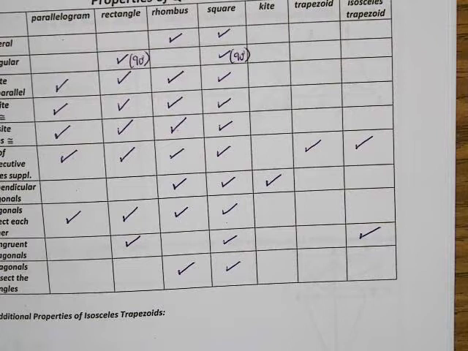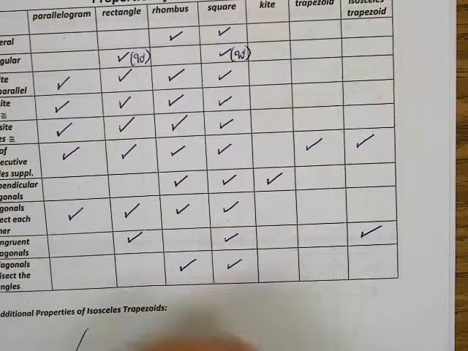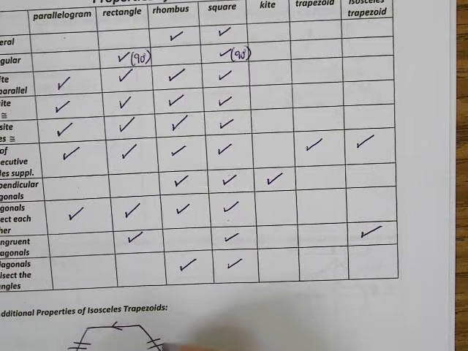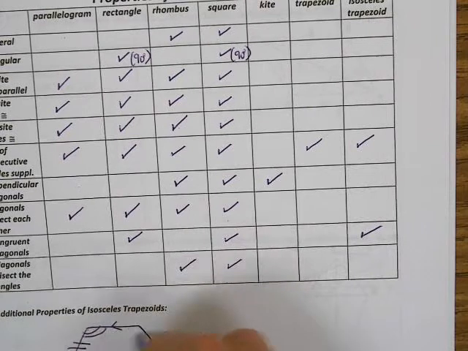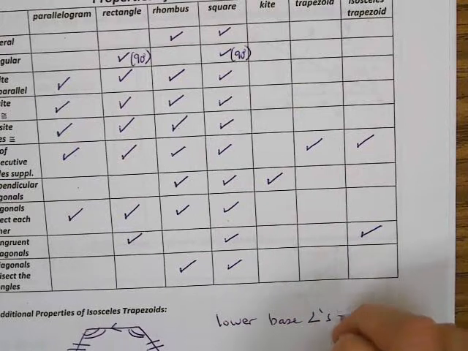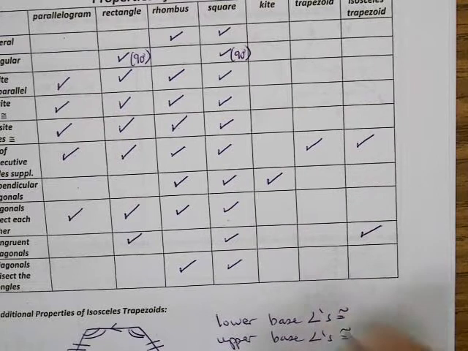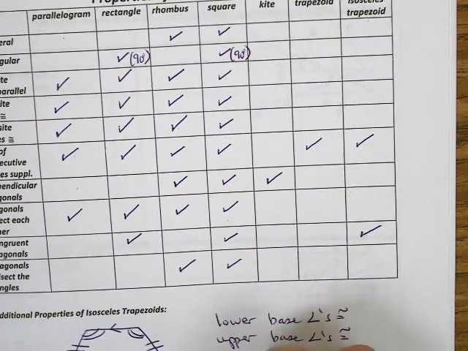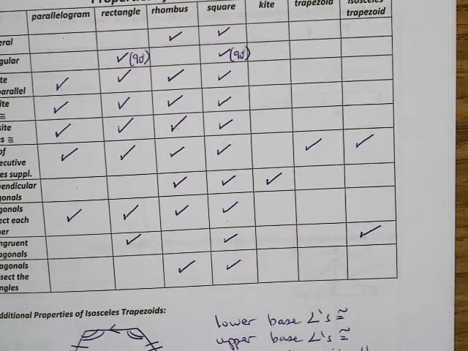All right, now there are some properties we didn't list that are unique to these last three that I want to list down here. In an isosceles trapezoid, I'm going to draw you one. We know it's a trapezoid. We know these legs are congruent. We also have base angles congruent. We're going to call those lower base angles and upper base angles. So lower base angles congruent, upper base angles are congruent. And then, of course, I didn't list it up here, but we know that one pair of opposite sides is parallel. That comes from that definition.